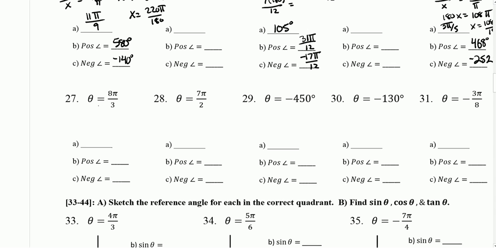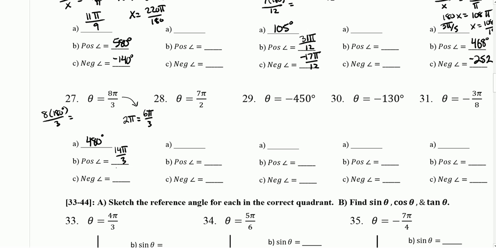27, we're given radians, we want to get degrees, so we're just plugging in 180 for pi. And we get 8 times 60, which is 480 degrees. Working in radians, we want coterminal angles. We're going to add and subtract 2 pi, but 2 pi is equivalent to 6 pi over 3. So I'm going to take the 8 pi over 3 and add the 6 pi over 3. 8 plus 6 is 14 pi over 3.